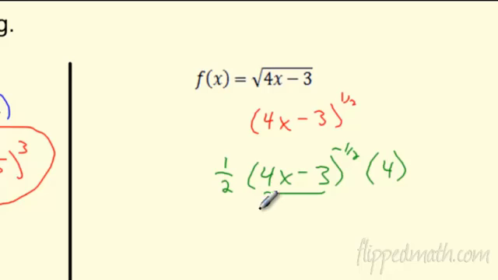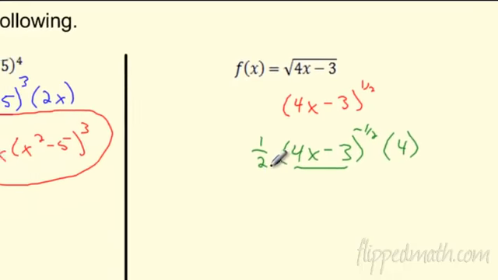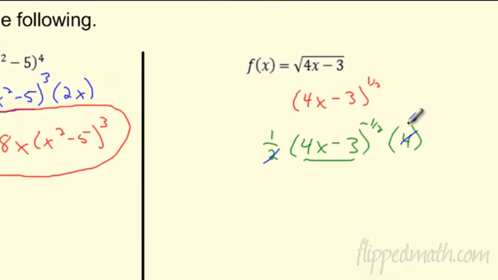And then great, now what are we going to do? We're going to rewrite this bad boy. So remember, negative exponent moves it to the bottom. If you want, you can cancel this. 1/2 of 4 is just 2. So what's going to be on top here? The 2 stays on top. The square root goes to the bottom. We got 4x minus 3, and that is my derivative.